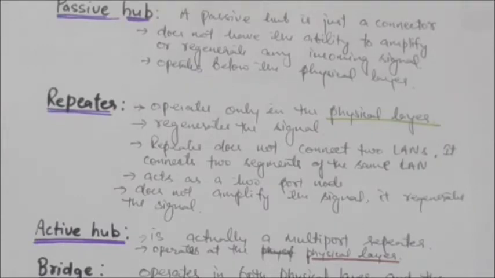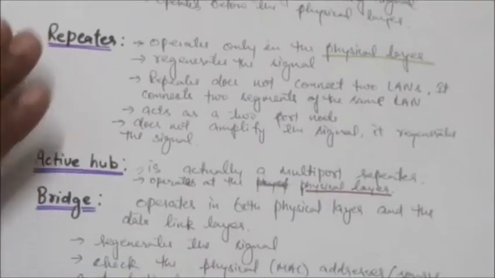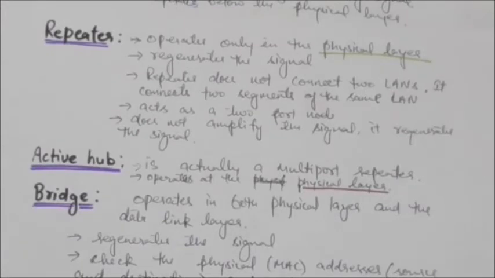Now the next device is active hub. So what is this active hub? An active hub is actually a multi-port repeater, and it is normally used to create connections between stations in a physical star topology, right? And it operates at the physical layer.